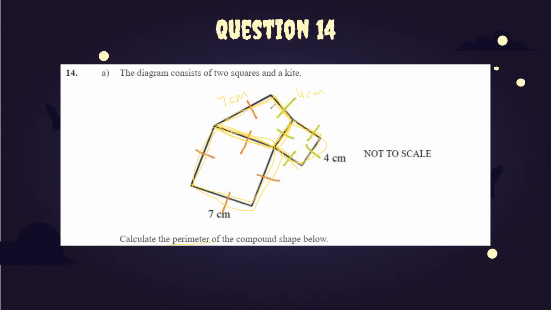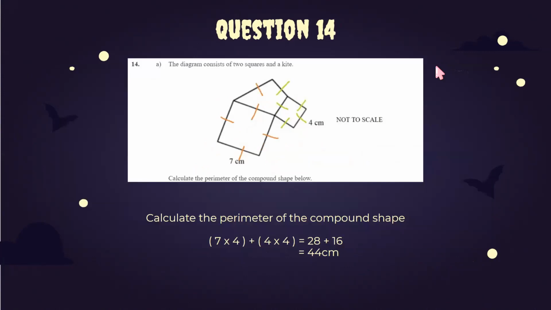Because it wants us to find the perimeter, we just need to times 7 and 4 together. So 7 times 4 because there's 1, 2, 3, 4 here. And then plus 4 times 4 because 4 cm times 4 sides. So equals 44 cm. This is the answer.